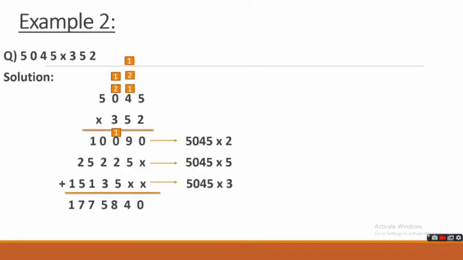Example number 2 is 5,045 multiplied by 352. First we will write both of these numbers in vertical form and then we multiply these 3 digits, that is 3, 5, 2, one by one with 5,045. So let's start. 2 5s are 10, 0 here down and 1 will be carried above 4. Then 2 4s are 8, 8 plus 1 becomes 9, 2 zeros are 0 and 2 5s are 10.